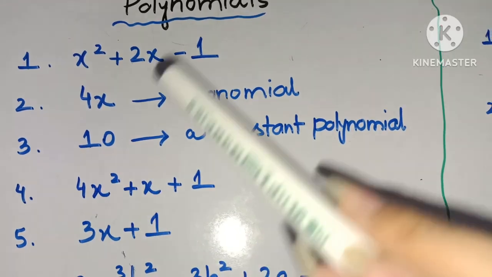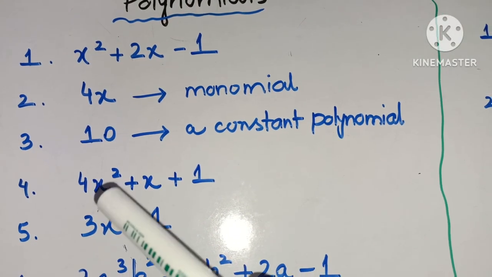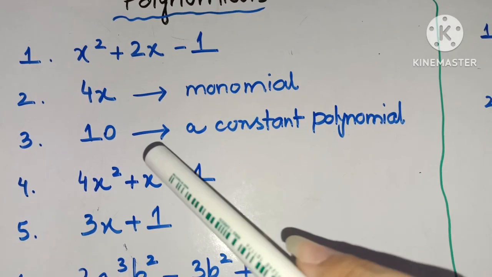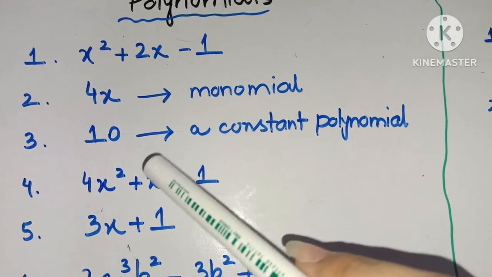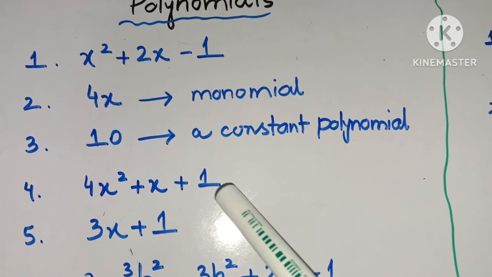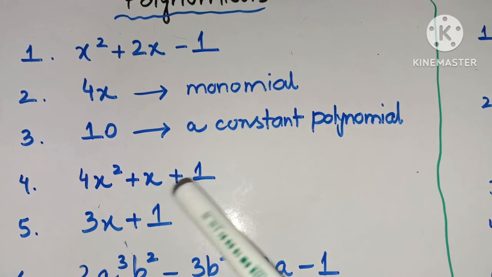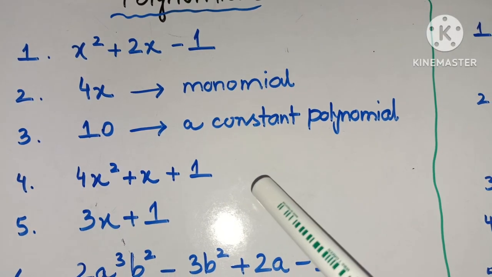The next example is like example number 1: 4x squared plus x plus 1. Here 4x squared has x with a power of 2, and the plus x has a power of 1, which is also a positive whole number. When there is no power written on the x, it means there is a power of 1. And plus 1 is a constant. Plus and plus operations are used to combine these terms and make it a polynomial.